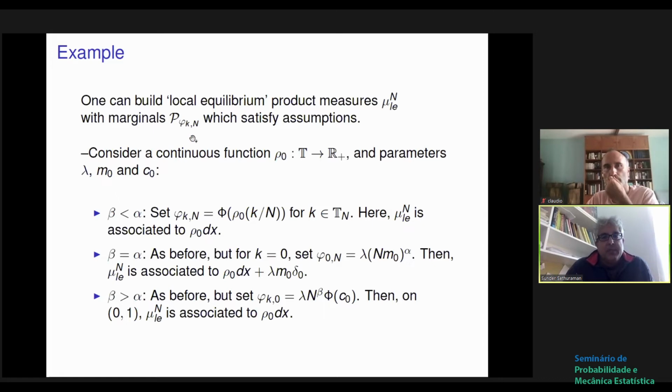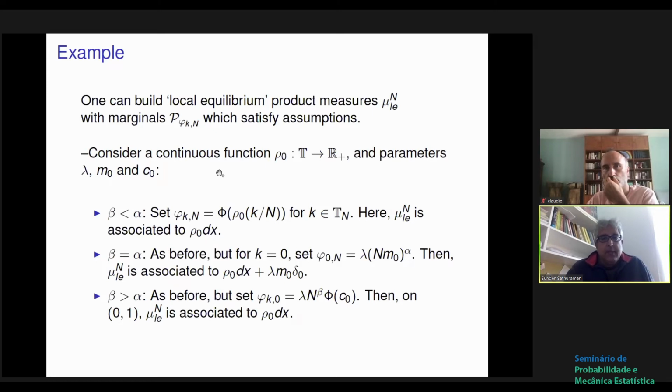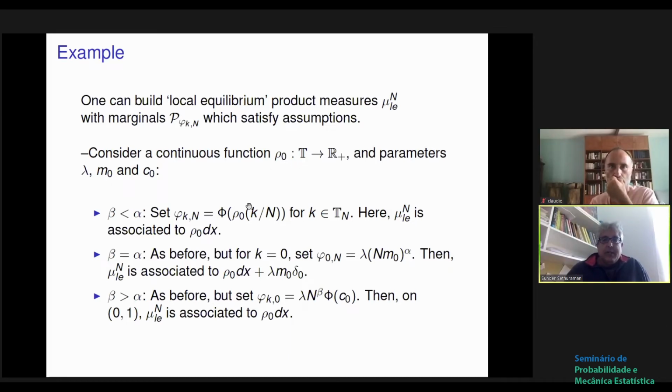Okay, so what would be an example of one of these measures that we could start from, just to keep something in mind? You can build local equilibrium measures. So these will be a product of the marginals that we had before, but the fugacities would depend on the location. If you just pick a continuous function on the torus, if beta is less than alpha, you could just take it to be the continuous function sampled at points k over n, and put in the appropriate fugacity there, and then form that measure. That mu n would satisfy the previous conditions.